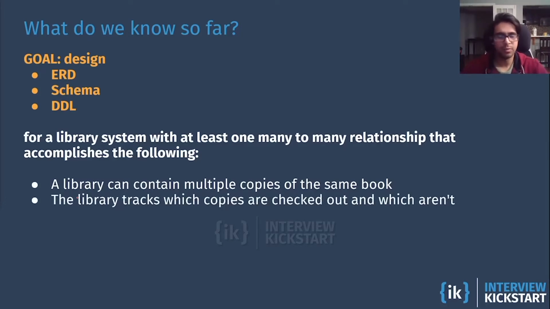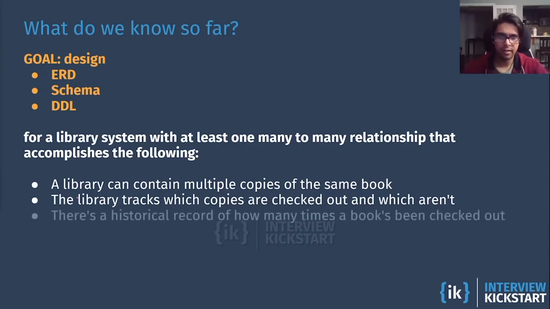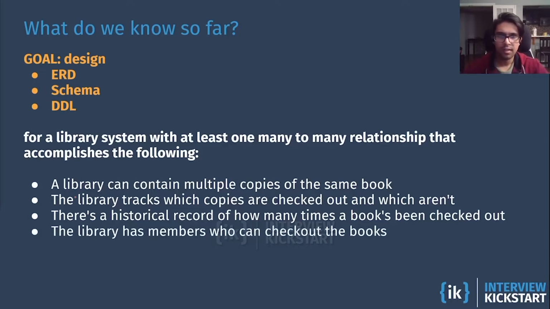Okay, that makes sense because we were going to keep track of how many are available for checkout and not. Historical record of how many times a book has been checked out. Again, we're keeping track of who's checking books out, how many times it's been returned, because it's that second SQL question where we want to track how many have been checked out the most. And then we have members, and they're the people who are checking out the books, and we want to keep track of that data point too.